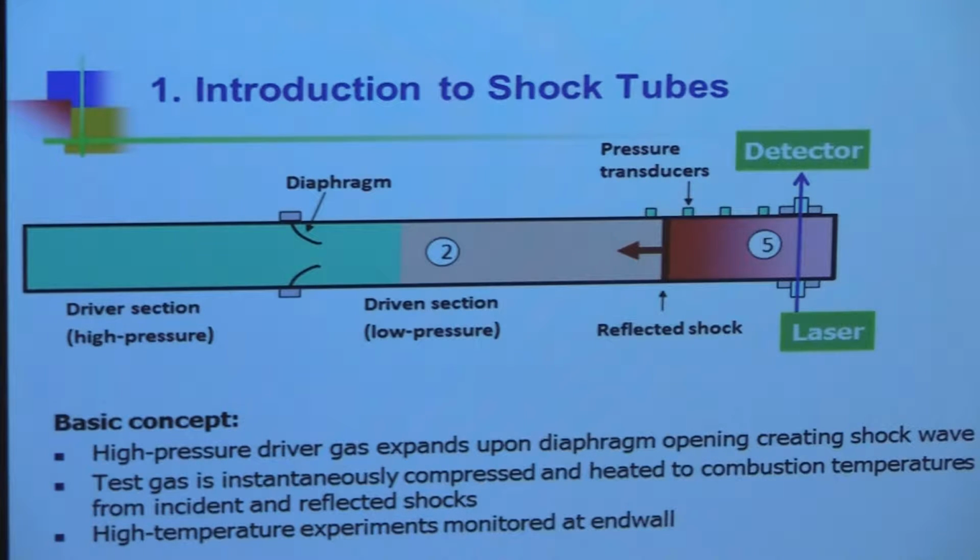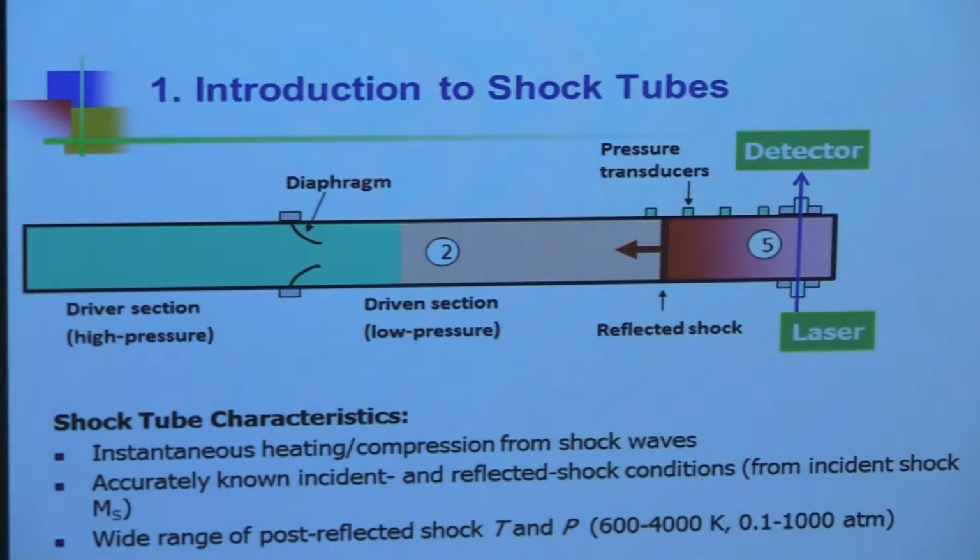The thing about the shock wave is it's nearly planar. It's thin, maybe 10 meter paths. And so it essentially gives us a step change in the translational temperature, followed quickly by the rotational temperature and more slowly by the vibrational temperature and the chemical change. So we're interested in this region here. And we can produce essentially any temperature that you want.